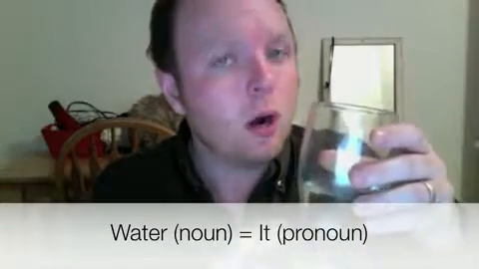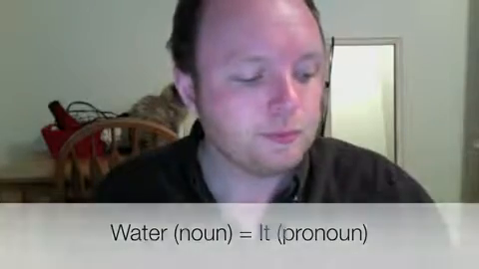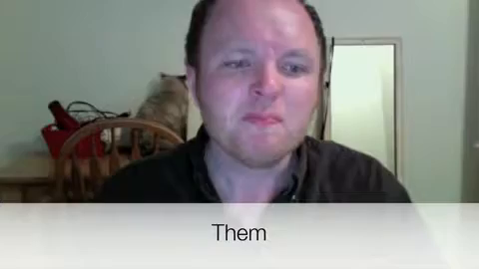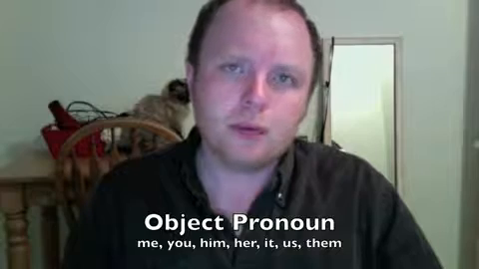Okay? You, well, I don't know your name, but I can call you you. Right? Water is a noun, water. But I can say it. Or what else do I have here? I have 2 passports. My passport and my wife's passport. It, together, 2, we say them. Now them is called an object pronoun.